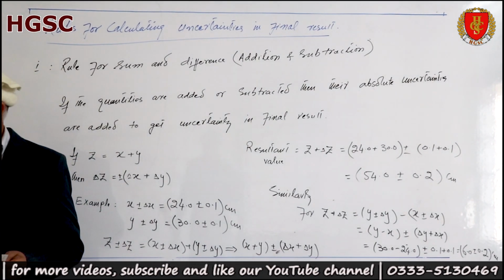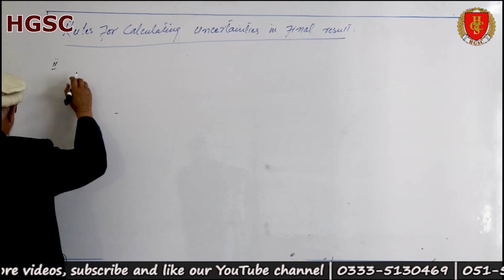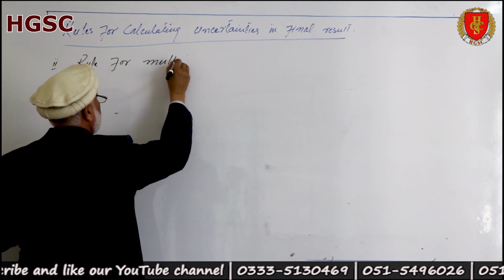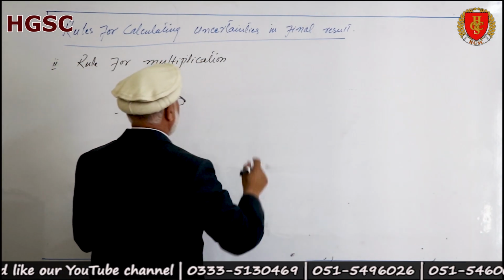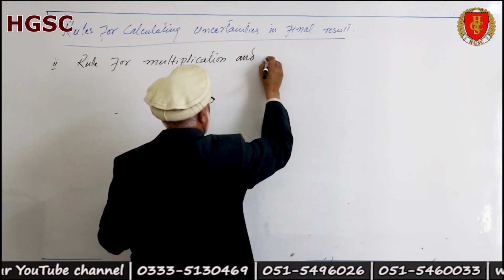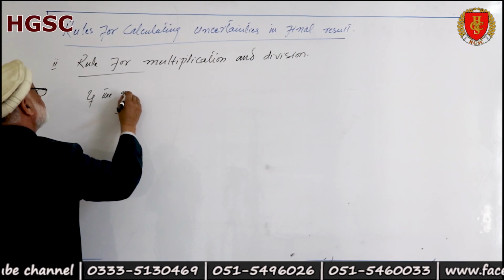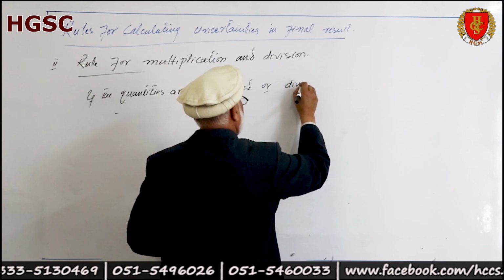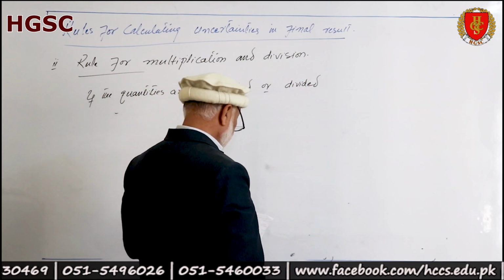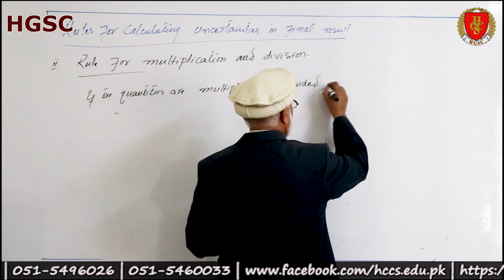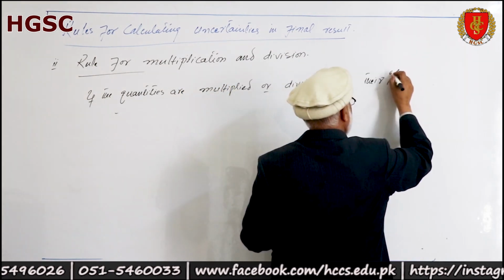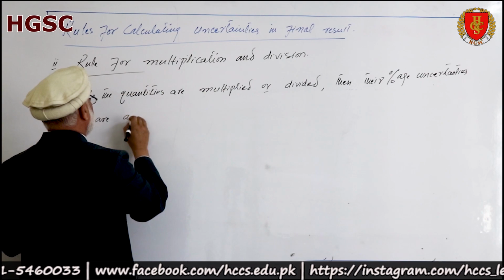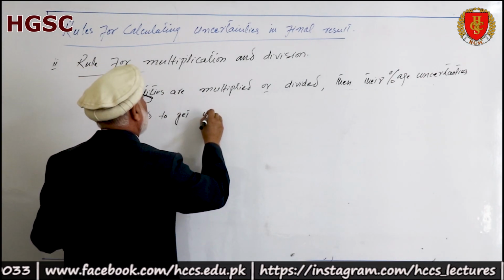Now we discuss rule number 2. The second rule is the rule for multiplication and division. If the quantities are multiplied or divided, then their percentage uncertainties are added to get the uncertainty in the final result.